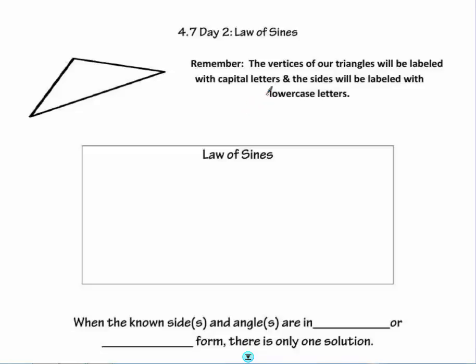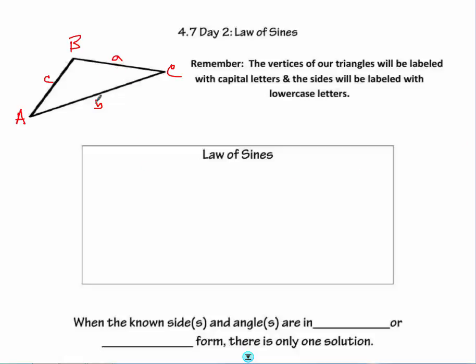All right, so we're going to continue on with our law of sines and our law of cosines. Today we're going to focus on law of sines. So remember that in a triangle, the vertices are labeled with capital letters and the side lengths are labeled with the corresponding letter of the angle opposite them, but just lowercase. So capital A is across from lowercase a, and you get how that works.